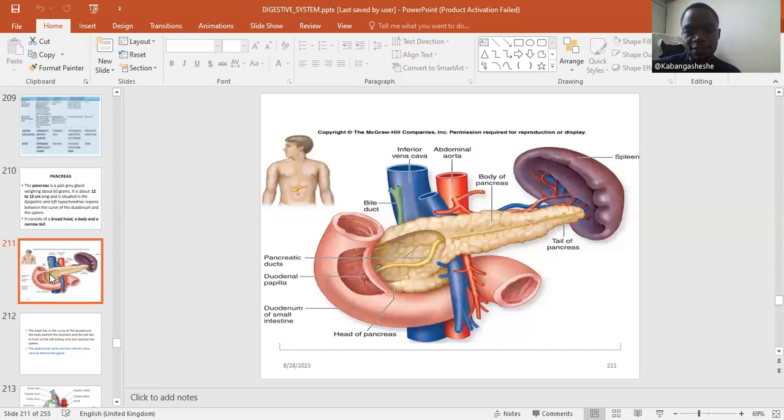It is found just posterior to the stomach. It is sometimes referred to as the bed of the stomach. So the stomach lies on the pancreas. Posterior to the pancreas are the great vessels. We have the inferior vena cava. We also have the aorta.